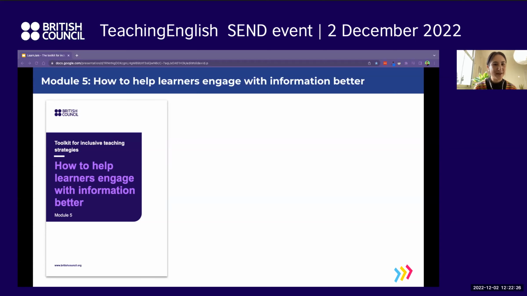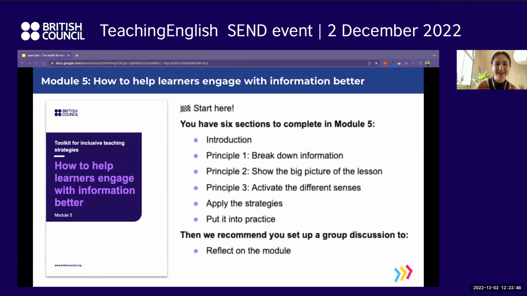So this is from Module 5. Module 5 is about how to help learners engage with information better. And this was a module that I studied while creating this presentation online, because it's very easy just to put a lot of stuff online and not really think about how people are going to receive that. In this module, there would be 6 sections to complete. I'd start with the introduction, the principles, the apply, and then reflecting.